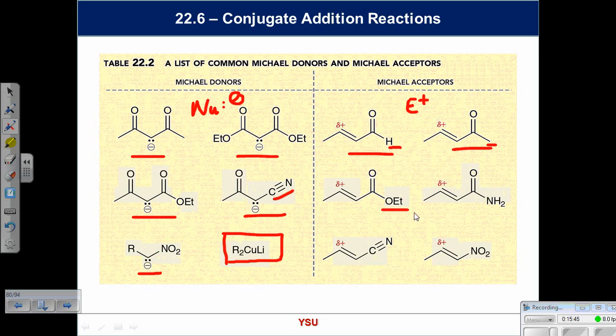I have this alpha-beta unsaturated ester. This will work likewise there. The amide works. This nitrile works, and this nitro group works. So again, just look for a pattern. Look for the double bond to be directly next to an electron withdrawing group, and then we'll get nucleophilic attack at the beta position.